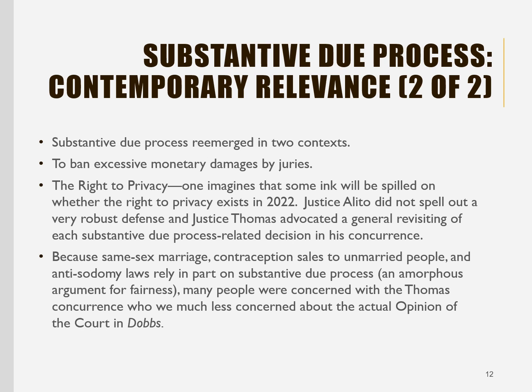Justice Thomas has advocated a general revisiting of substantive due process, but this isn't what the majority did. So, with cases like same-sex marriage, contraception sales, and anti-sodomy laws, all relying at least in part on substantive due process, if that goes away, then I think that, well, that could lead to a large change in the decision making by the courts.